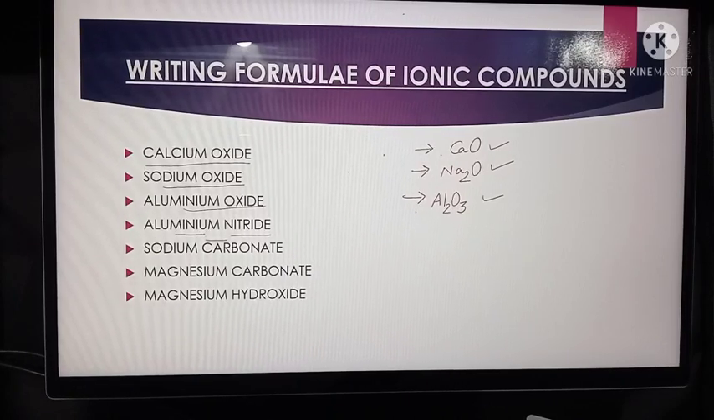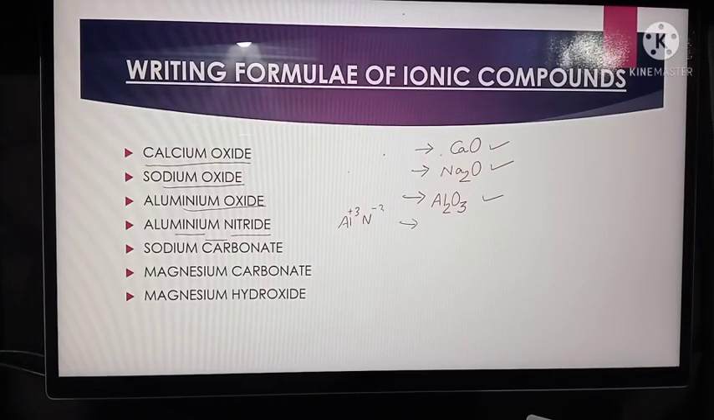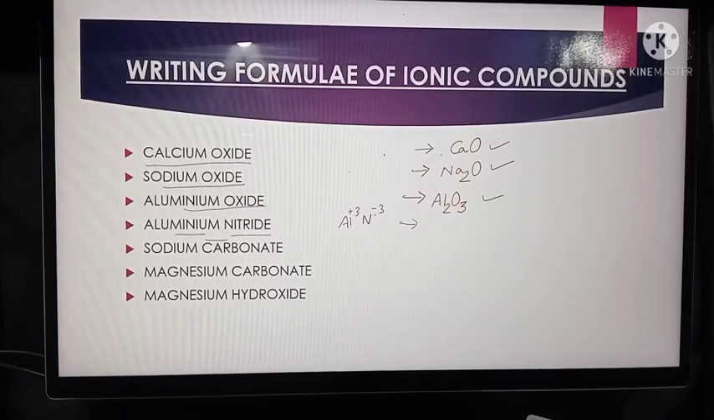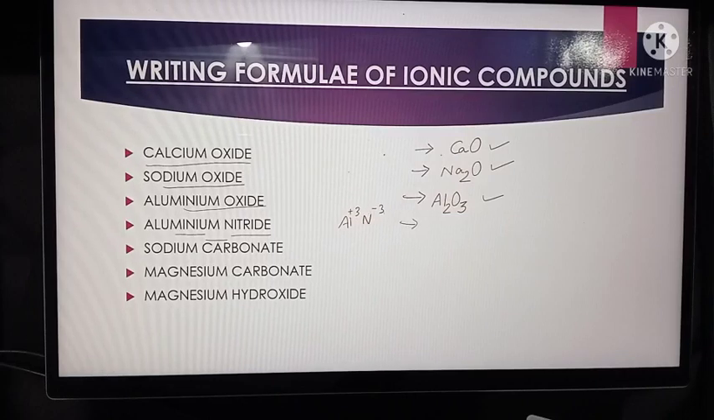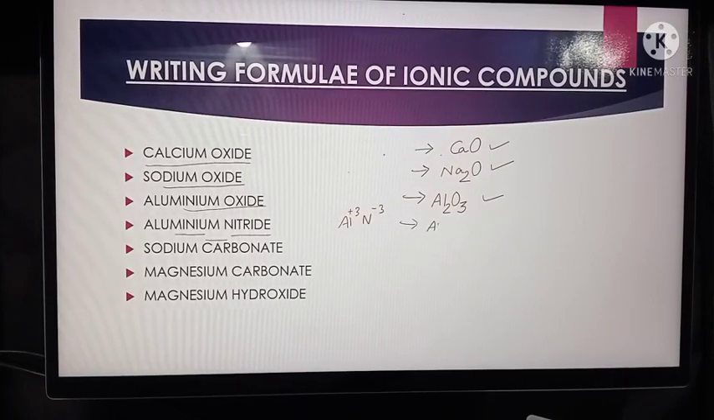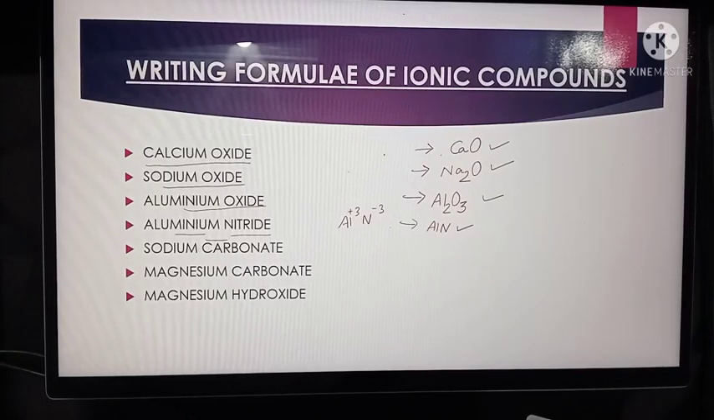Sorry, it is aluminium nitride. Aluminium, already we have written, is Al, that is +3, and nitride is N, -3. So you can see here both are the same. If both are the same, you can write the lowest ratio, that is AlN. That will be the formula, AlN. That is correct. Now let us look at some polyatomic ions.